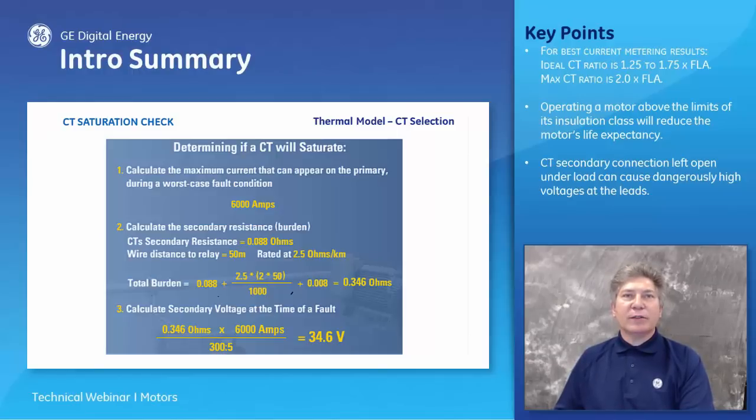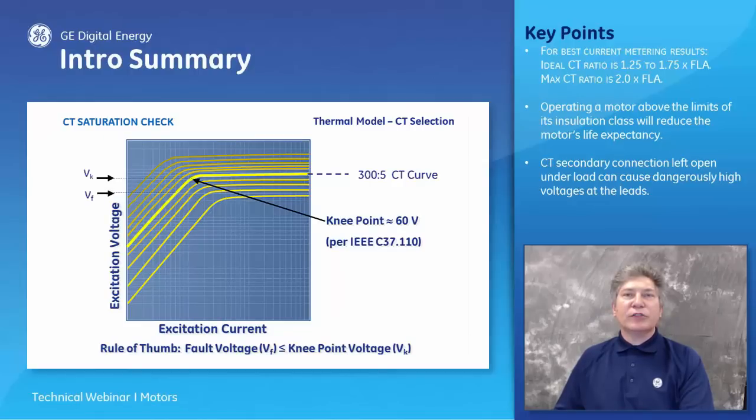With the maximum secondary CT fault voltage calculated, the final step is to refer to the CT excitation curve. Using the excitation curves for the 305 CT, the knee point voltage is approximately 60 volts, which is well above the maximum 34.6 volts expected at the CT terminals at the time of the fault. Therefore, this CT is acceptable for this application.